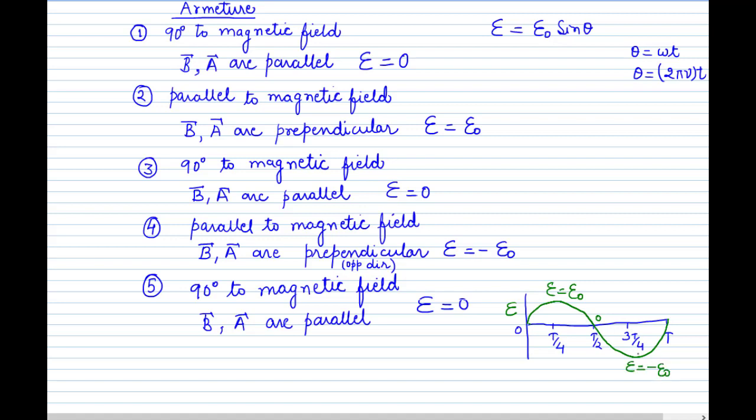And again, if you rotate it one more 90 degree, that means 270 plus 90 is 360 degrees. So that is a complete rotation. So after a complete rotation, again, the magnetic field and the area vector are parallel, and we get E as 0. So this is the way we rotate the armature of an AC generator coil, and we generate the alternating current whose values go from plus E naught to minus E naught. And to rotate this armature, we need some mechanical energy.